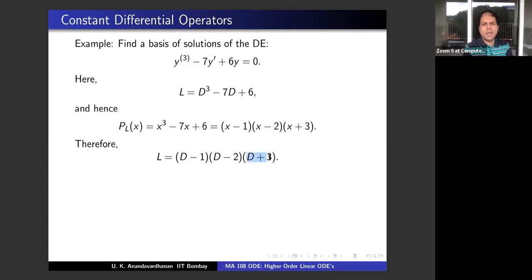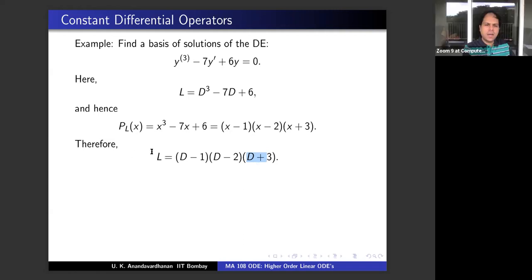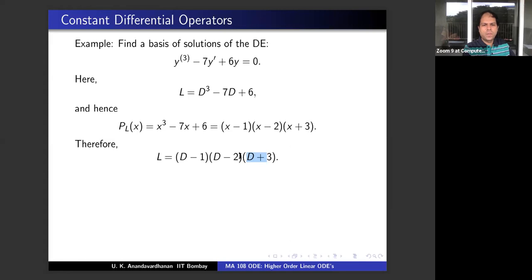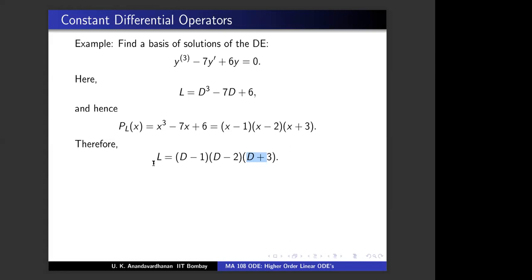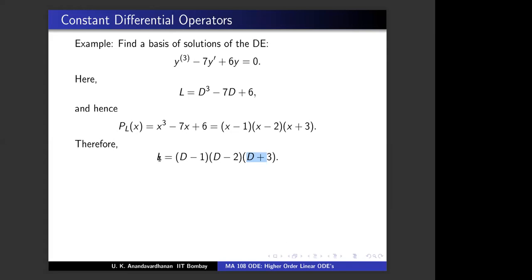That's enough. So for D plus 3, can you give something in the basis? What is there in the null space of D plus 3? What is killed by D plus 3? Of course, you know this: e to the power minus 3x. Now the question is, is e to the power minus 3x in the kernel of L? Yes, that is the previous result. Now, give me the obvious element in the kernel of D minus 2? e to the power 2x. By the previous result, that is also in the kernel of L. And in D minus 1? e to the power x. By the previous result, that's also in the kernel of L.